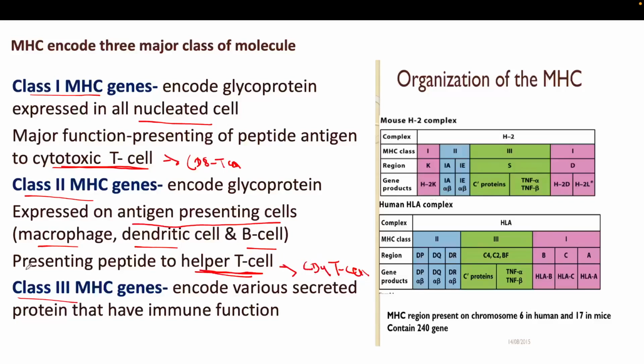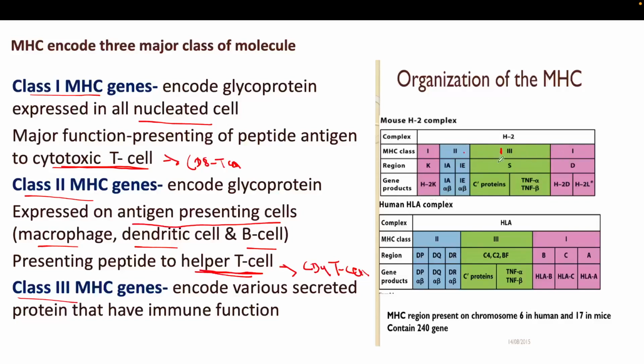Okay, then the third class is not very much involved in antigen presentation, but it encodes certain kinds of secreted proteins or secreted cytokines which have some immune function. Okay, so here in the organization of MHC, this is the mouse MHC complex. Okay, so this is the MHC1, MHC2, and this is the MHC3.